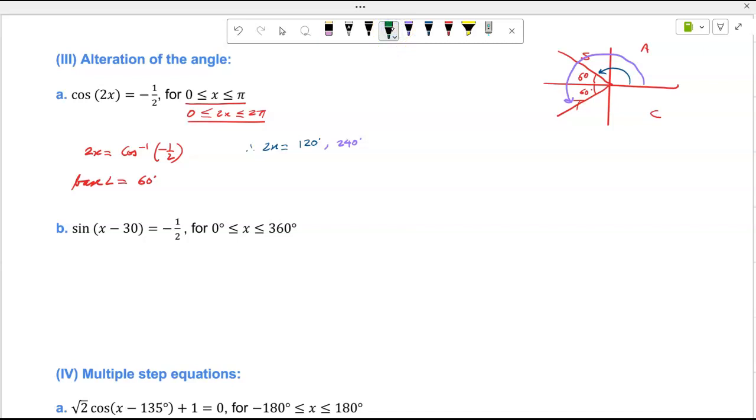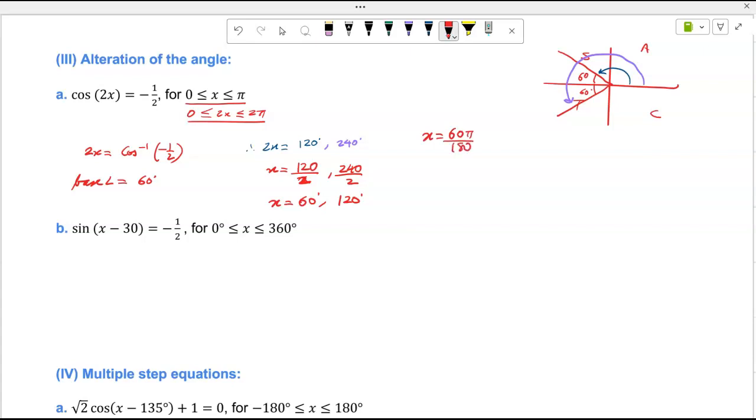The domain does not have more. Correct. Now, I'm not solving for 2x, I'm solving for x. So x is equal to 120 divided by 2 and 240 divided by 2. So x is equal to 60, 120. But that's not the answer. You have to give it in radians.